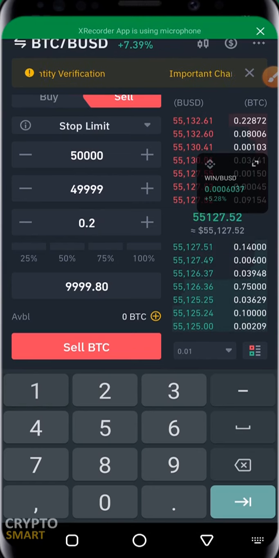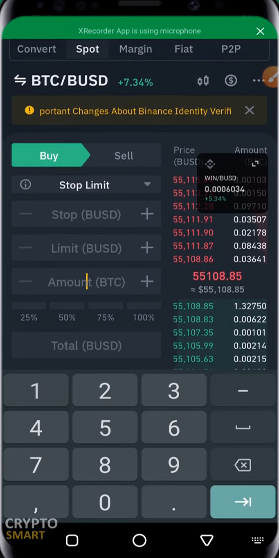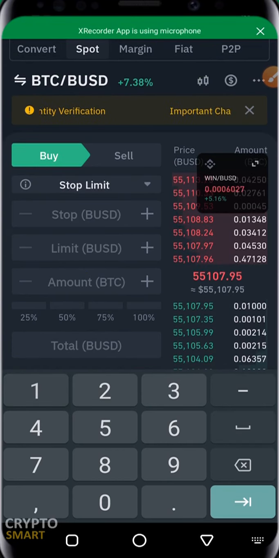Now, if you want to buy a coin also, you can use the stop limit order to buy, even if you are not around and you're anticipating that a coin will pump. Maybe a coin of $5 will pump to $10. So you use a stop limit order.